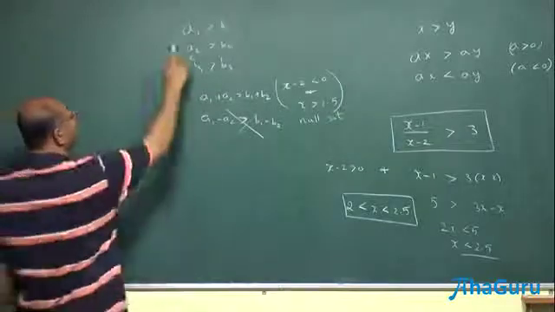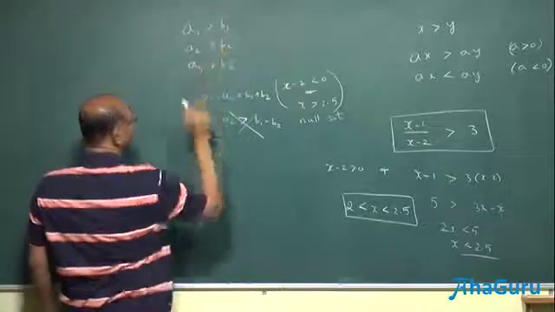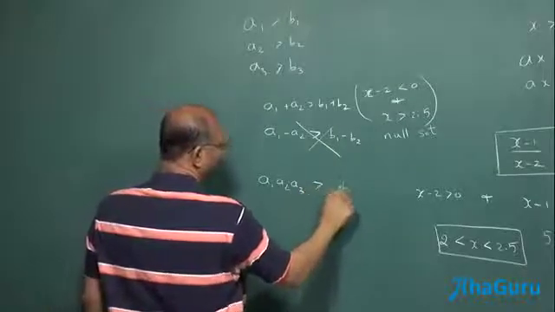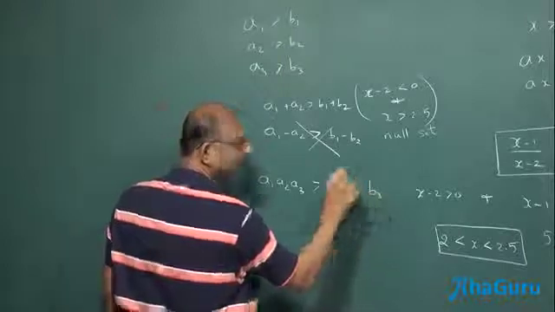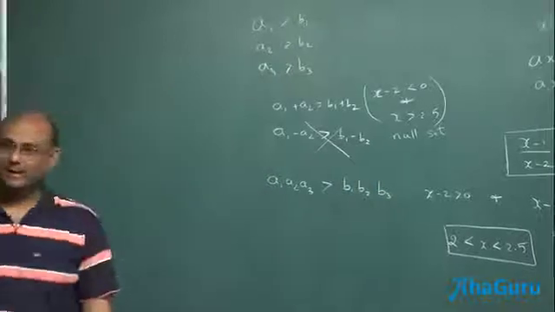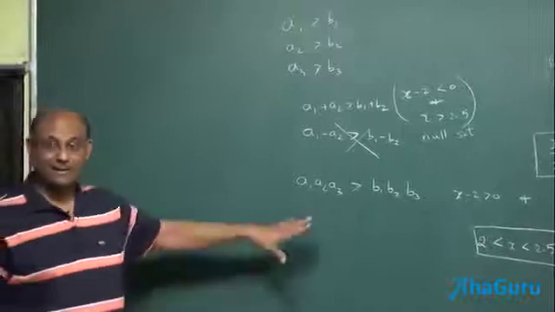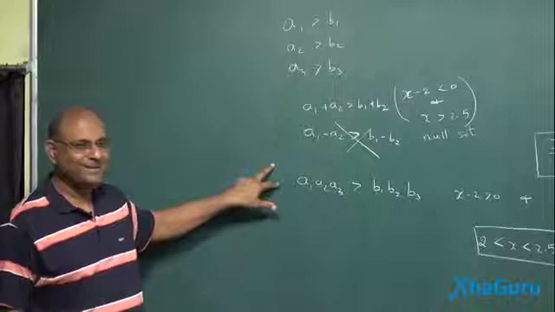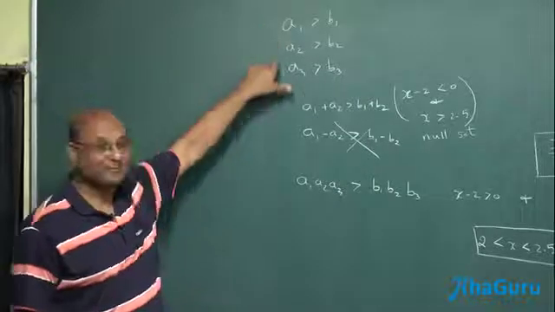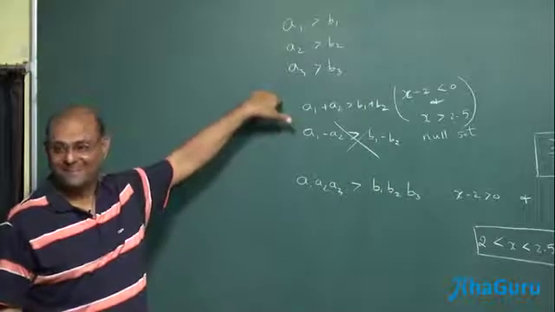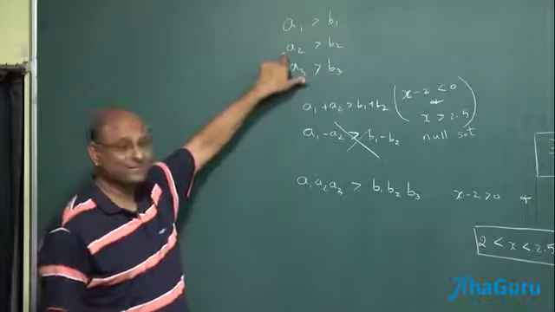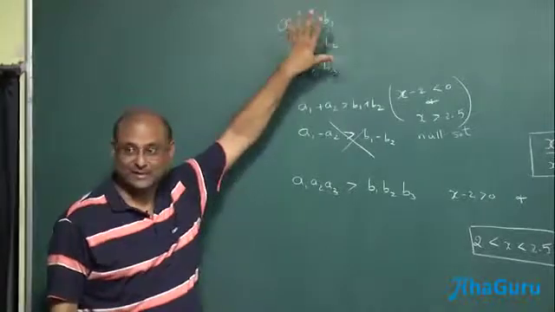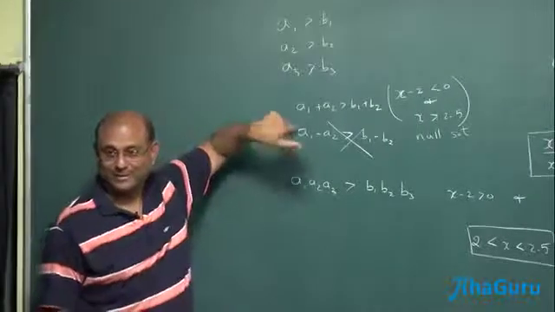Then if I have A1 greater than B1, A2 greater than B2, A3 greater than B3, what about A1 A2 A3? Is this true? Can I multiply? Can I divide? I can multiply, but can I divide? Are you sure I can multiply? Only if all of them are positive. What if this fellow was negative? Then you're multiplying by a negative number. So then it's not clear that this thing is going to be greater than that side.